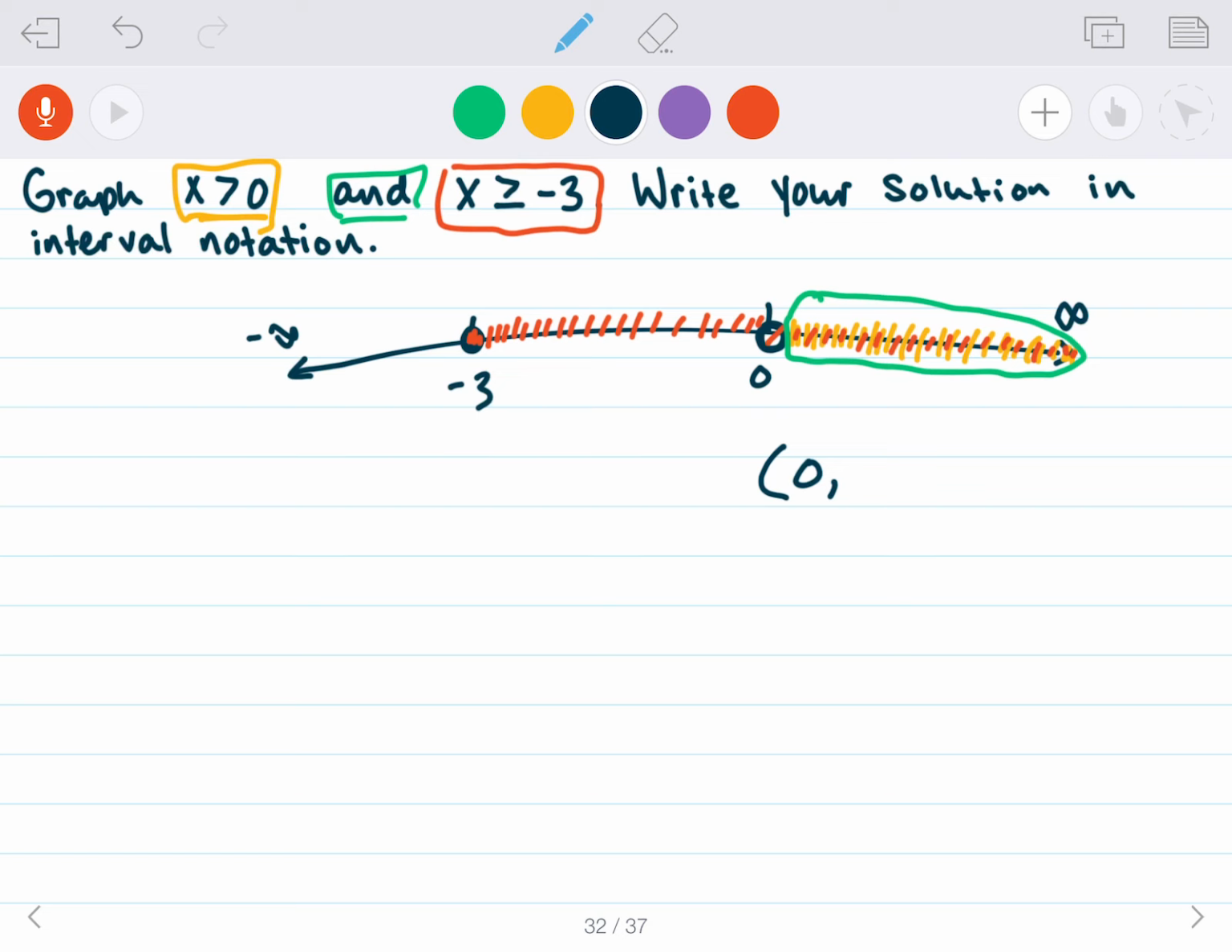Like 0.00005 is definitely valid because it's shaded in yellow and red, but 0 is not. So we want to start at 0, but we don't want to include 0, and we want to go all the way to positive infinity, and that is our solution set right there in interval notation.